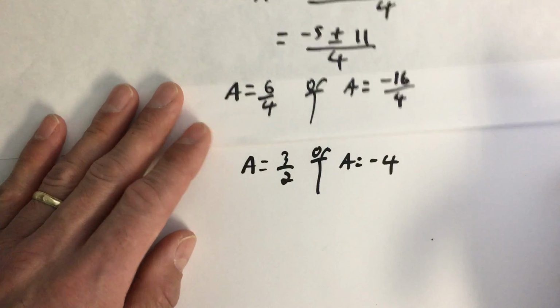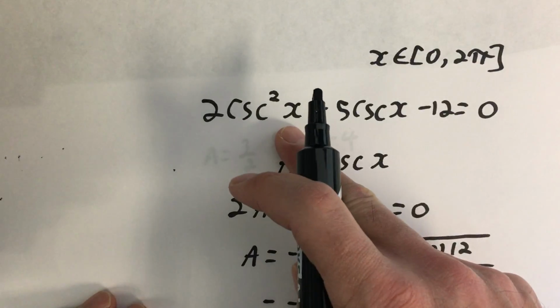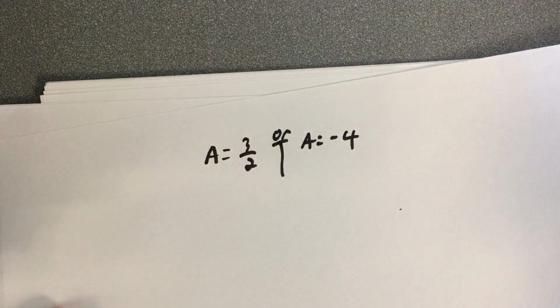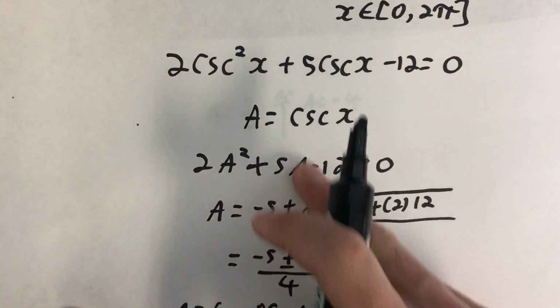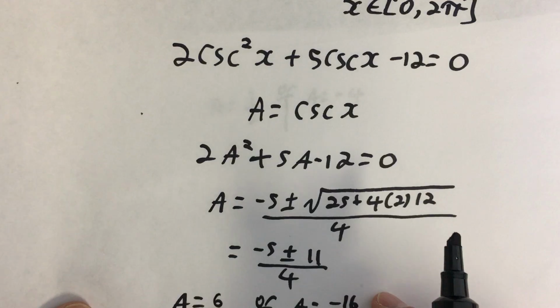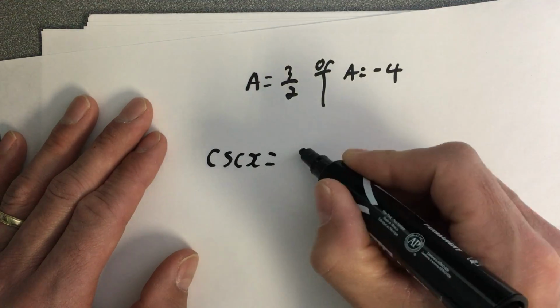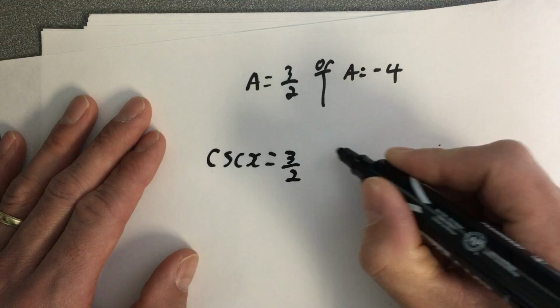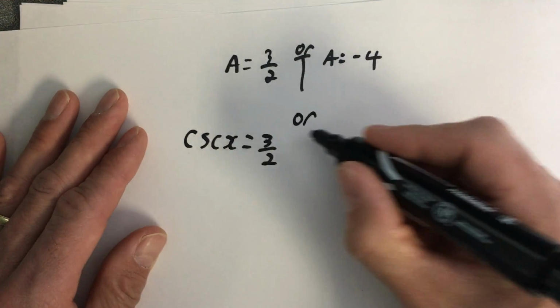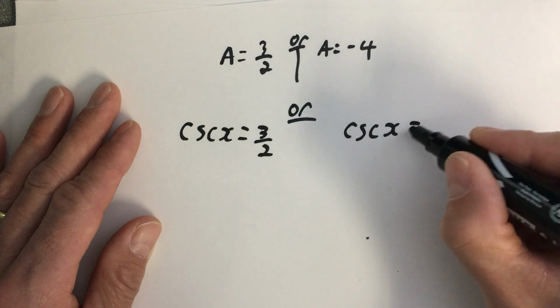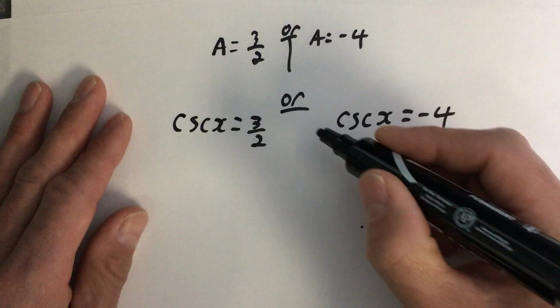But I wasn't looking for a. I was looking for x, and the cosecant of x is equal to a. So that actually gives me these solutions. I substituted a in just to make my math look easier, and now I'm going to sub it back to deal with the original question. So the cosecant of x is 3 over 2, or the cosecant of x is negative 4.